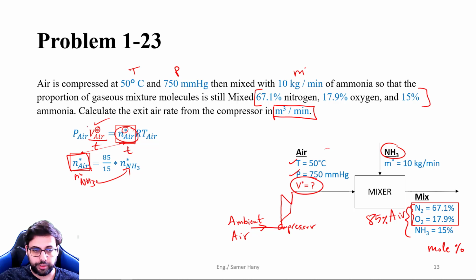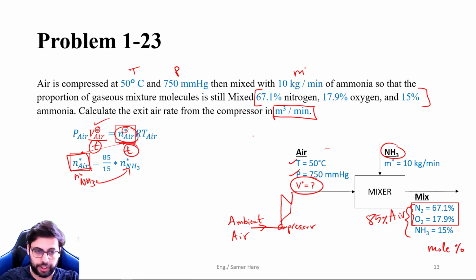So the volumetric flow rate of the air, how many liters per minute are going into the mixer, for example, is related to how many moles of that air are going into the mixer. Okay, so we can just use the same law, just dividing by the time. Okay, so the second thing here is that we still don't have the number of moles or the molar flow rate of the ammonia, and that's the second problem.